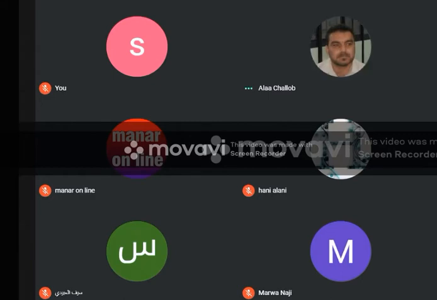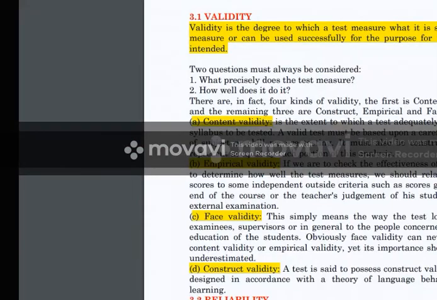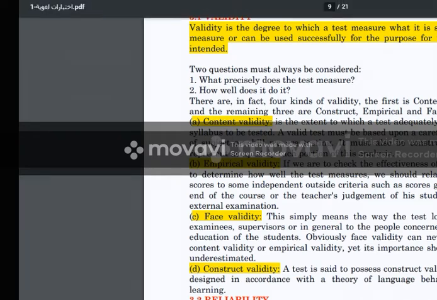Reliability means the consistency and the stability of the test scores if it is conducted more than one time.